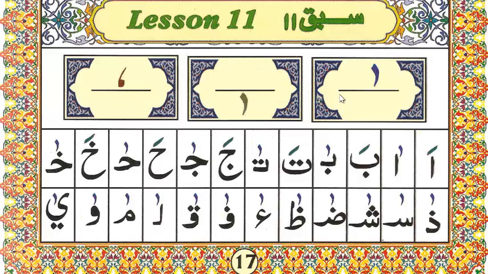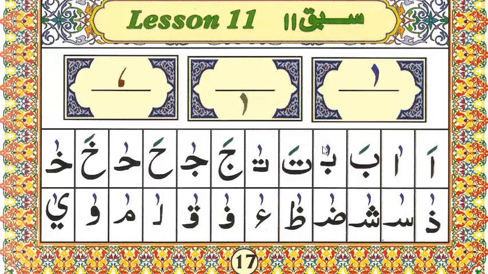So again, I'm repeating the names: standing fatha or standing zabur, standing kasra or standing zair, standing pesh. Sometimes it might be called pesh upside down or reverse dhamma. So use of them are to make the sound one or two alif longer.